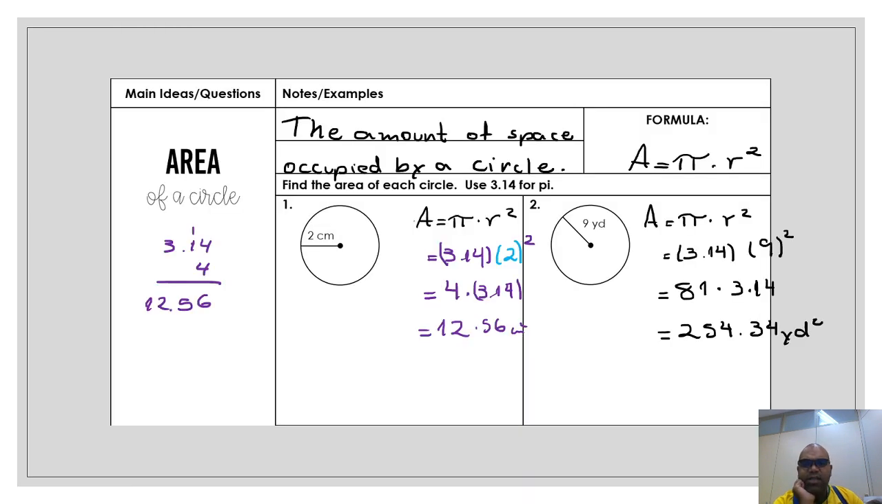Let's go ahead and talk about area. What is the area? Area, guys, is the amount of space occupied by a circle. We learned about the area before. Area is the amount of space occupied by the figure. Great. The area here, right now we're talking about a circle, and we need to use again the radius. Radius is the number we needed over here.